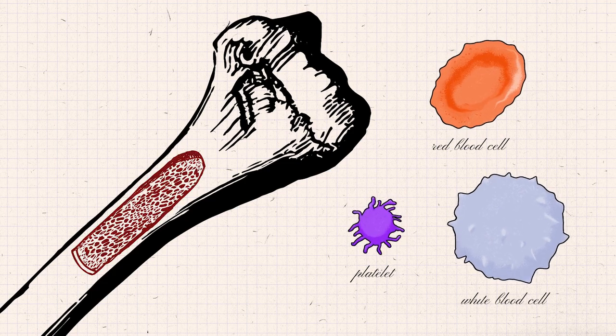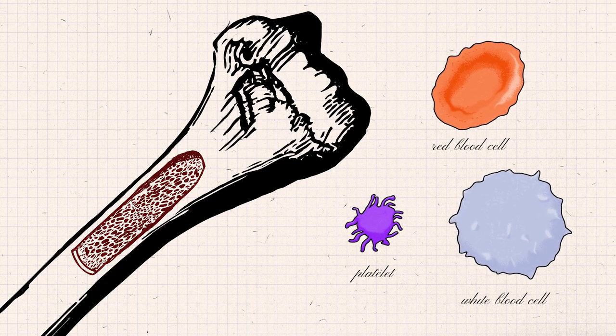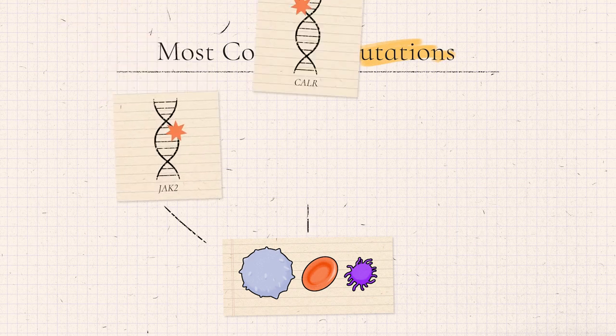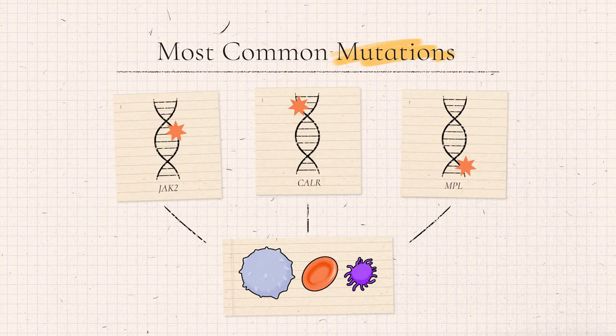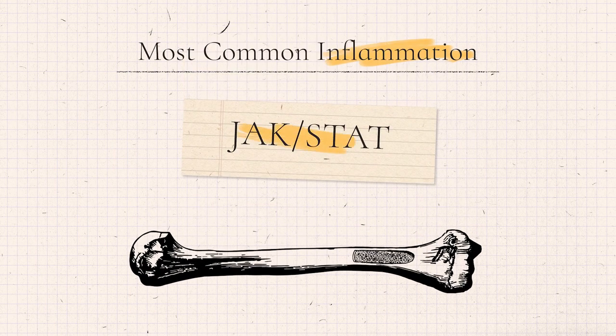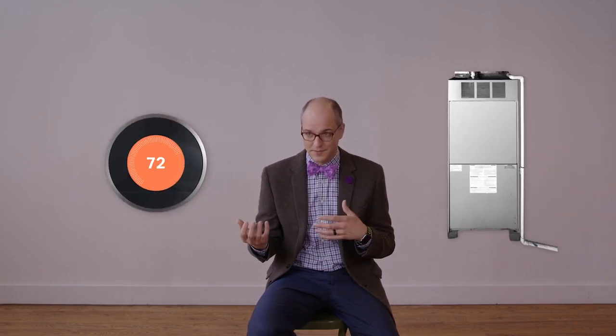While many mutations and many routes of inflammation have been discovered in myelofibrosis, the three most common mutations are JAK2, CALR, and MPL, and the most common route of inflammation in myelofibrosis occurs when something called the JAK-STAT pathway is activated. So the analogy that I often use to explain JAK-STAT activation and why it leads to abnormal blood counts and bone marrow function is comparing it to a furnace and a thermostat.